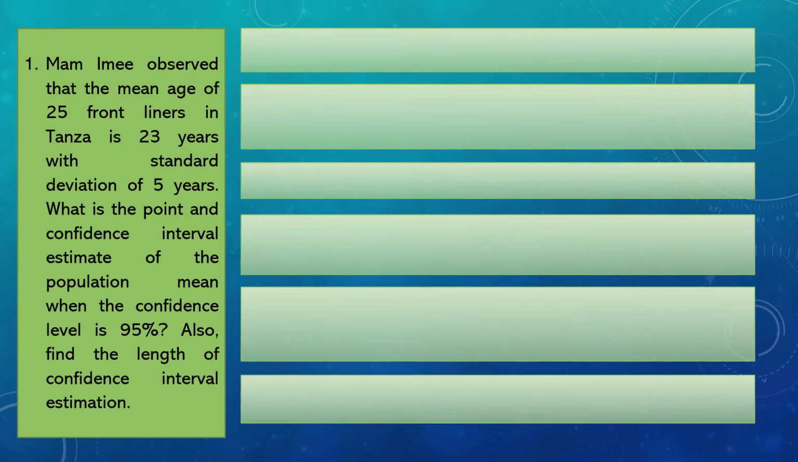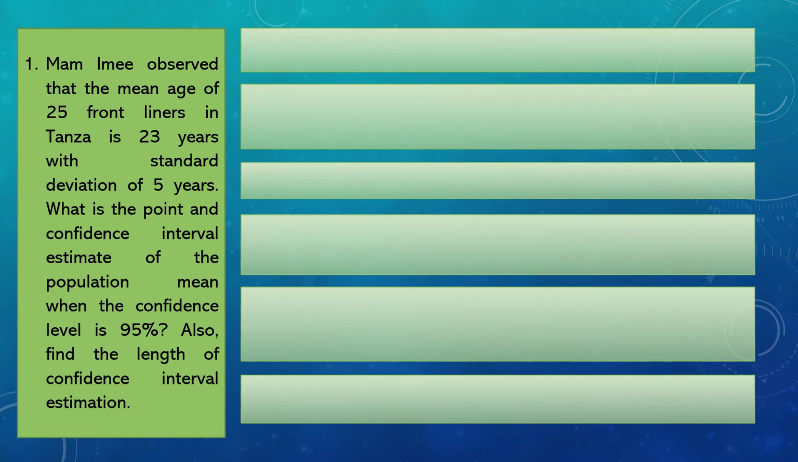Ma'am Amy observed that the mean age of 25 frontliners in Tansa is 23 years with a standard deviation of 5 years. What is the point and confidence interval estimate of the population mean when the confidence level is 95%? Also, find the length of the confidence interval estimation. Let's start with the first step.